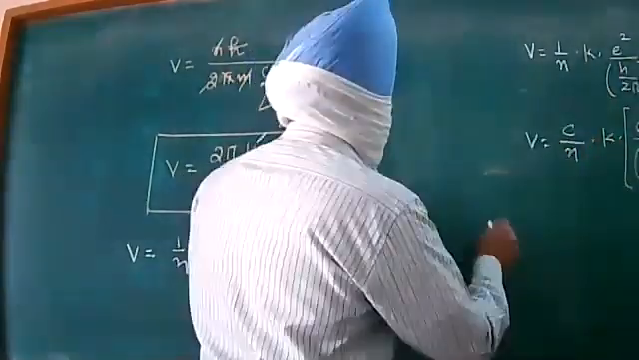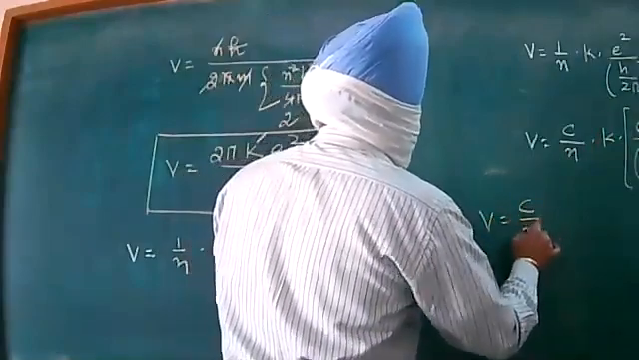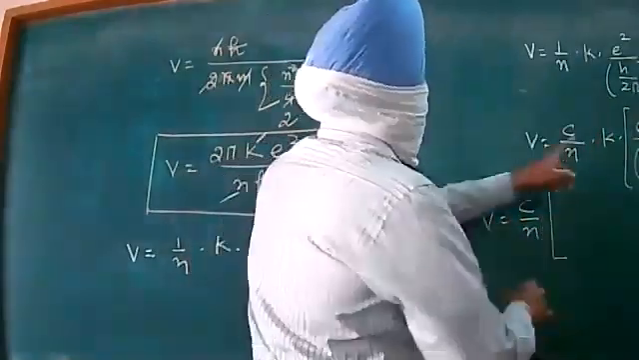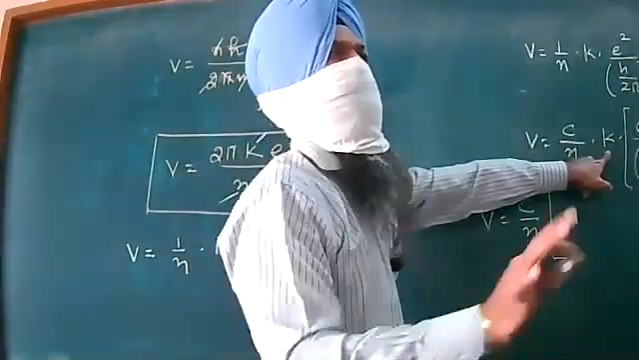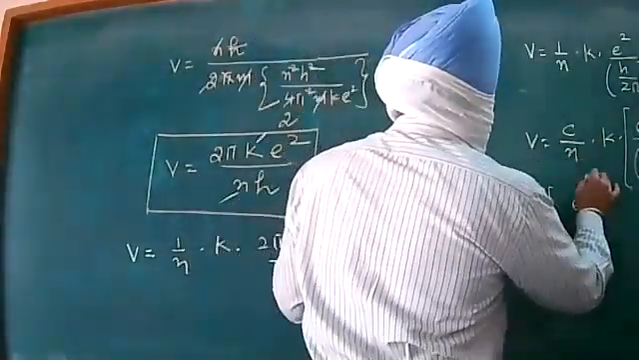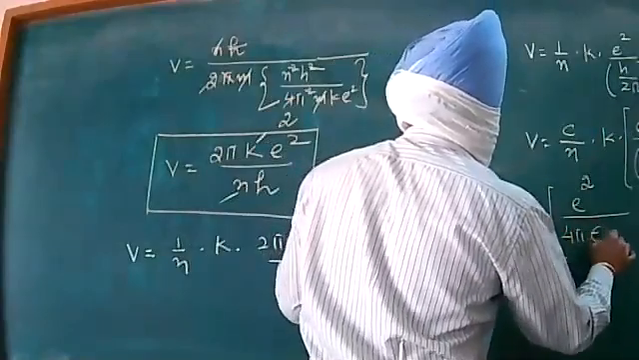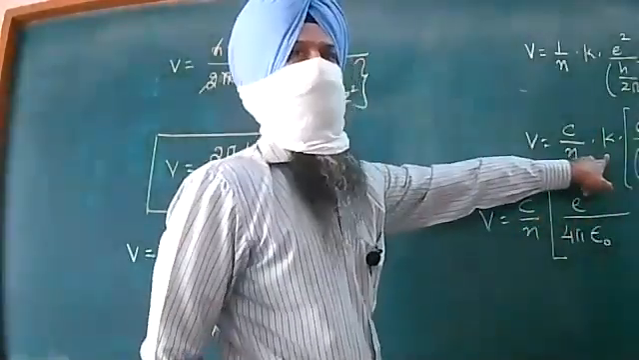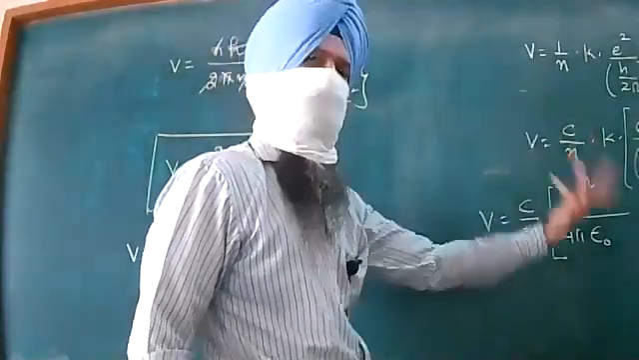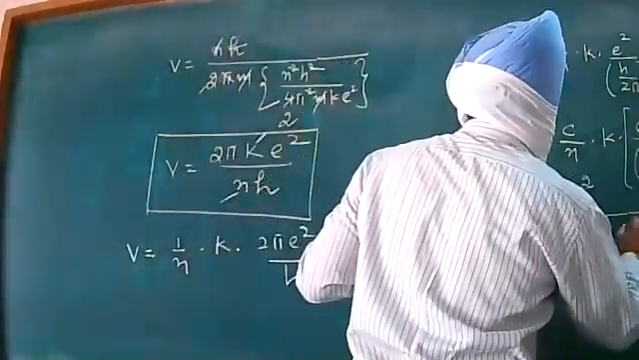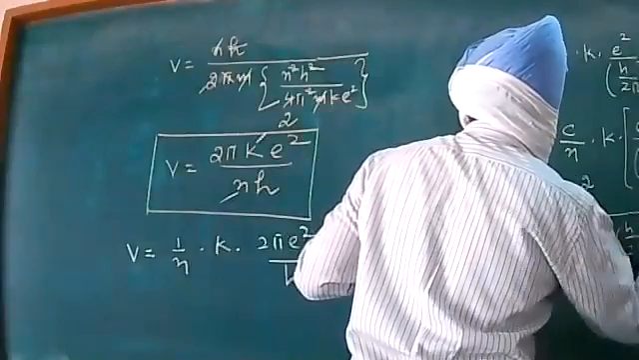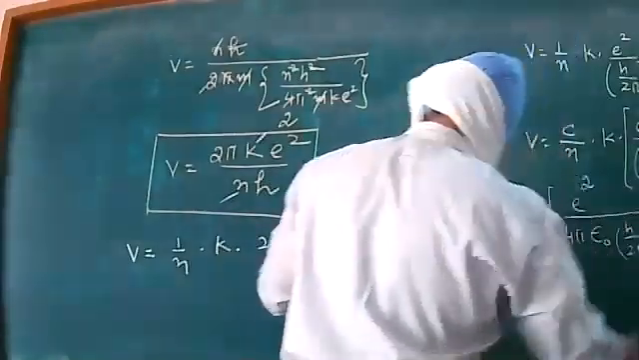K we all know. So B is equal to c upon n. K value is being substituted now. It will be e square divided by 4 pi epsilon naught, numerical value of k in terms of further constants, and h upon 2 pi into c.